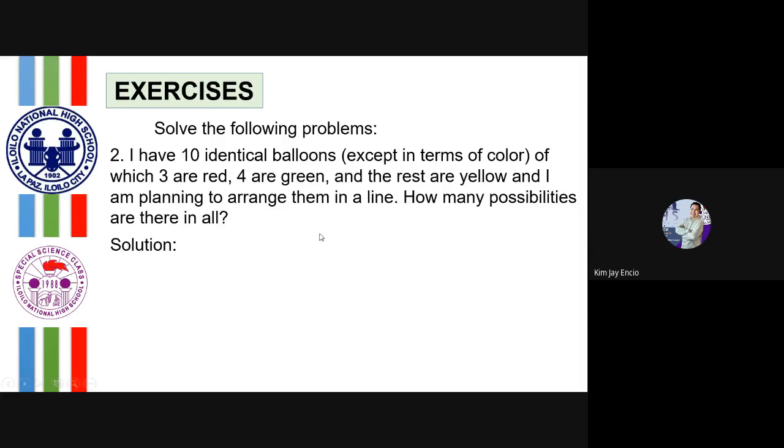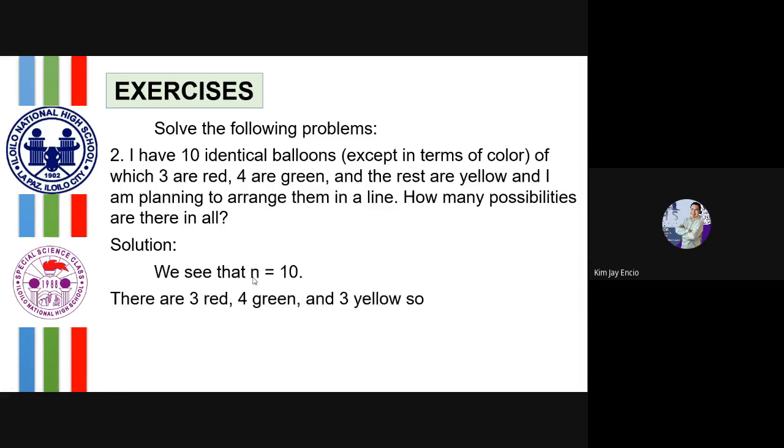And I'm going to arrange them in a line. So we see that n is equal to 10 because there are 10 balloons, and there are 3 red, 4 green, and 3 yellow. So that's 10 factorial all over 3 factorial, 4 factorial, 3 factorial. And this simplifies to 4,200. Okay?